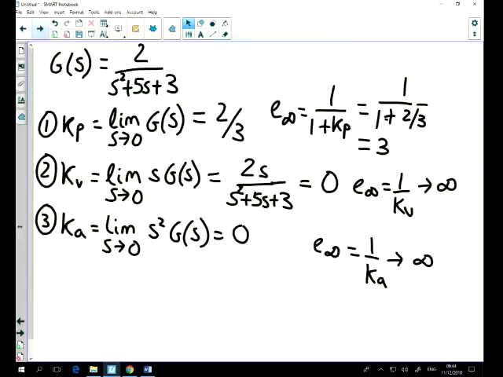So for type 0 systems, you'll only be able to calculate the error for a step input. You can't calculate for a ramp or a parabola. Type 1 systems, you can calculate Kp and Kv, but not Ka. And I don't think you'll get type 2. I think you'd either be asked type 0 or type 1. Depending on what type you are, you might have more calculations.